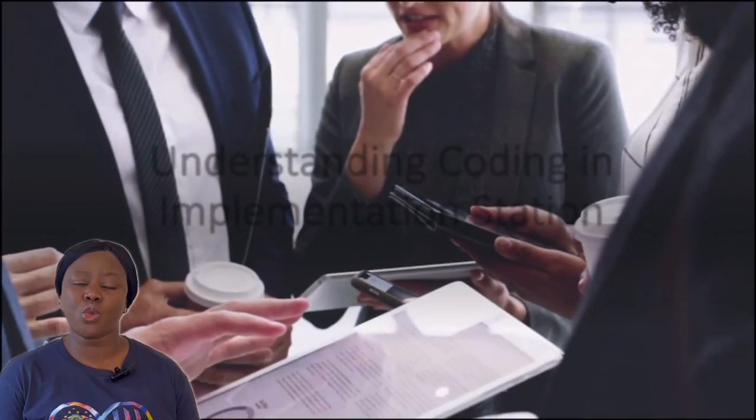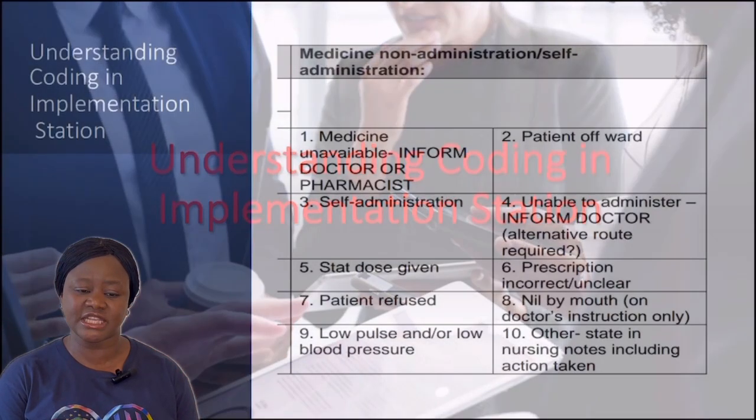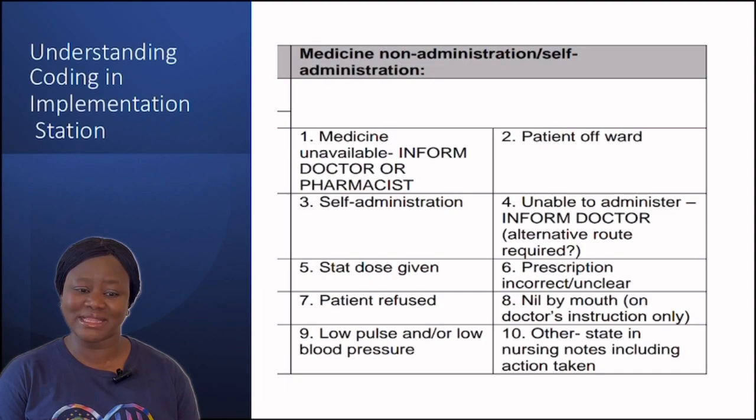I would just like to take us through understanding when you need to code medication in the implementation station. Coding is just numerical values assigned to the reason why you choose not to give a medication. And we have that on the front page of the MAR chart. We can quickly have a look at that.